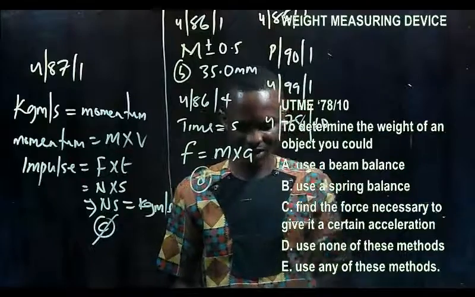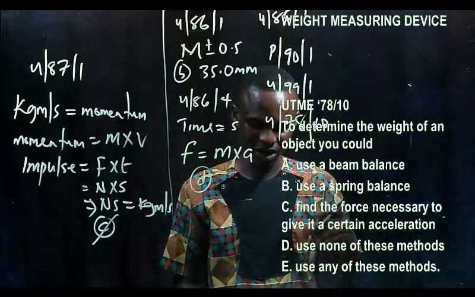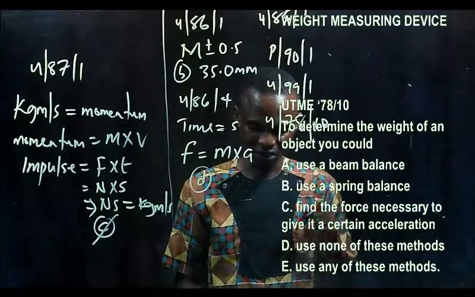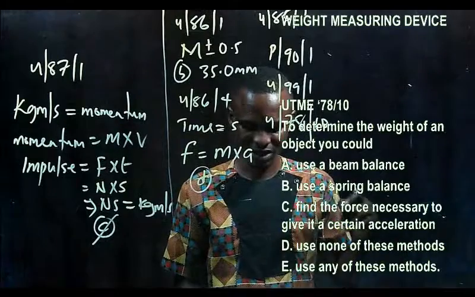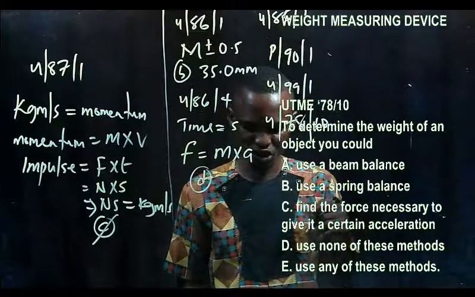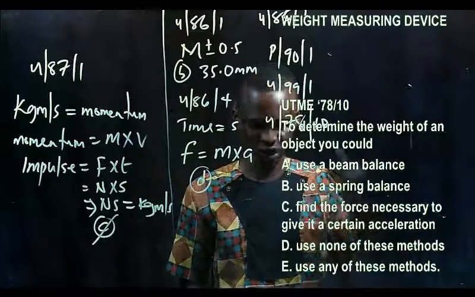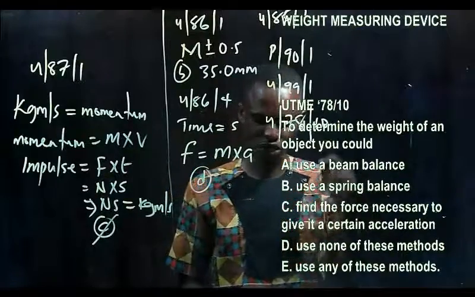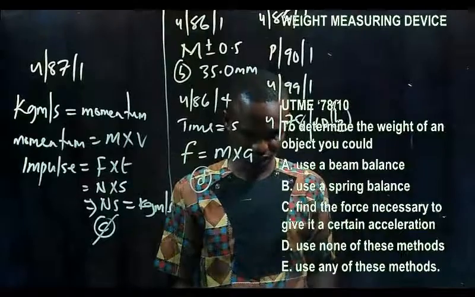Okay, to determine the weight of an object, you could A, use a beam balance, B, use a spring balance, C, find the force necessary to give it an acceleration, D, use none of these methods, and E, use any of these methods. The correct answer is use a spring balance, which is option B.